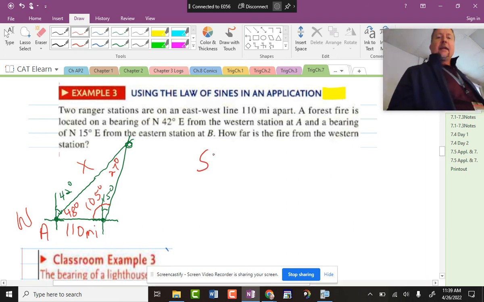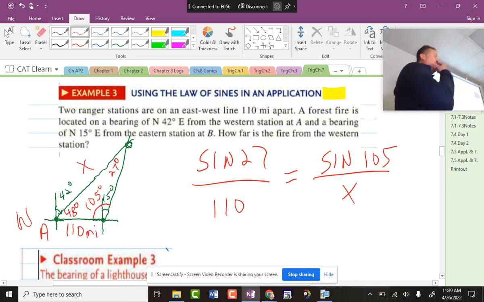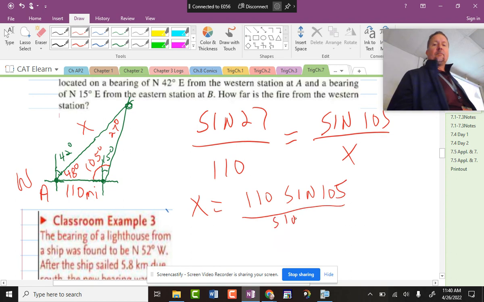So it's law of sines: sine 27 over 110 equals sine 105 divided by X, okay? And then crisscross multiply. Really, you should be able to figure out that X equals 110 sine 105 all divided by sine 27. What do we get as an approximation?